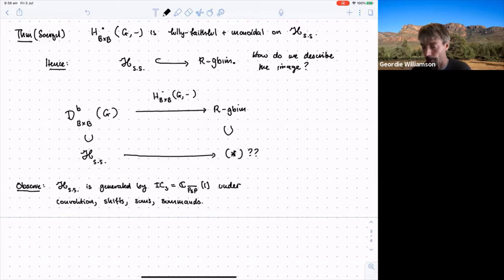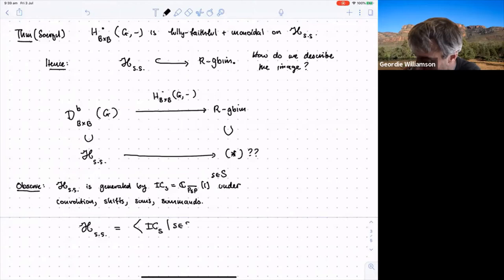So, this is closely related to the fact that the Hecke algebra is generated by the delta S's or the T_S's for S a simple reflection. And it's also closely related to the fact that Bott-Samelson resolutions exist. So a convolution of copies of this ICS is essentially realizing the direct image of the constant sheaf from a Bott-Samelson resolution. So a way of writing this in terms of formulas is that this is generated by ICS for S simple under the operations of convolution, shifts, sums, and summands. Okay, so I'll recall that this is Soergel's lovely notation for summands. So it's a direct sum minus.